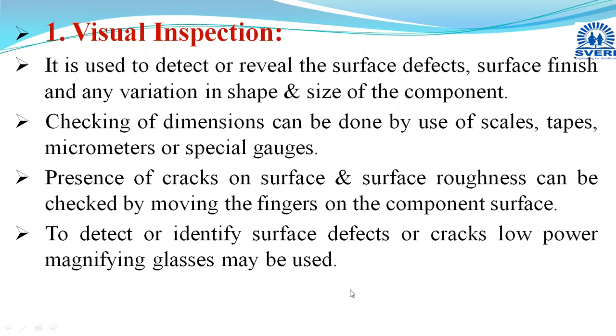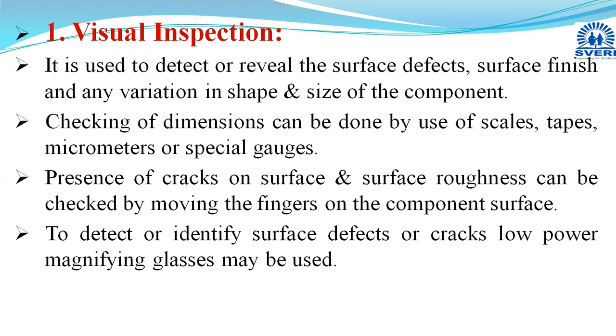Simply, what we are checking here is whether any kind of surface defect is there which is visible to our naked eyes. Then we are checking the surface finish, and we are examining whether we have got that component in the required shape and size. To check the dimensions, we are using different instruments like different types of scales, tapes, micrometers, or different gauges that are available.